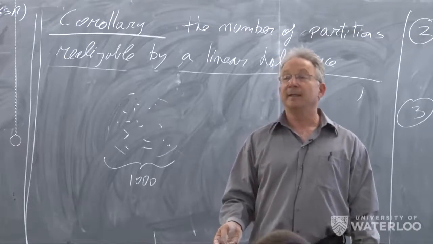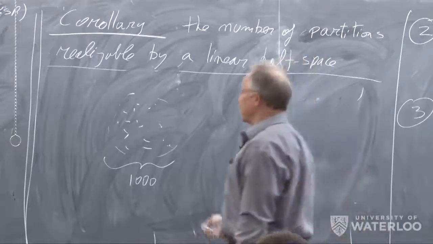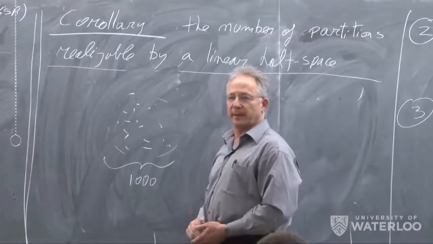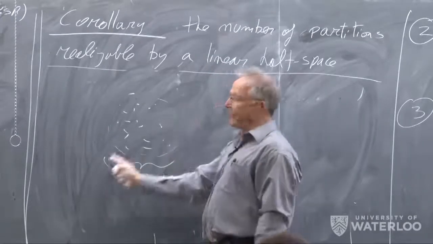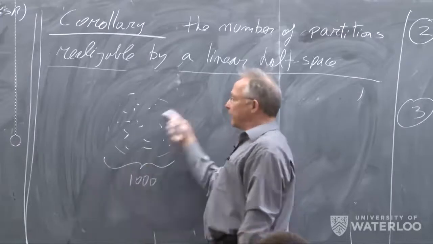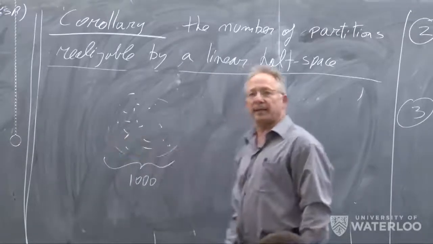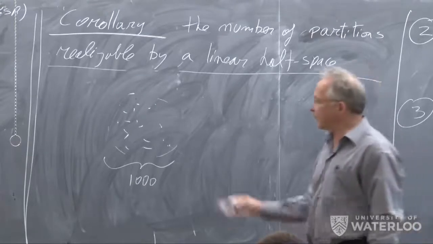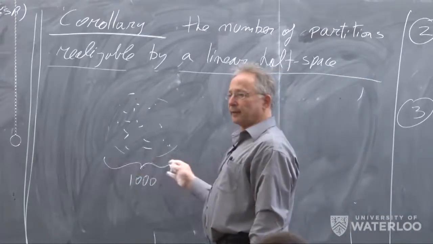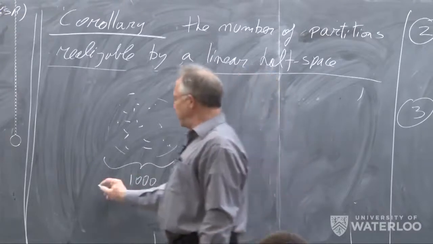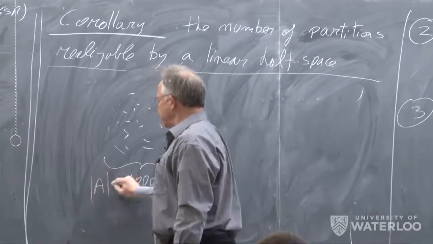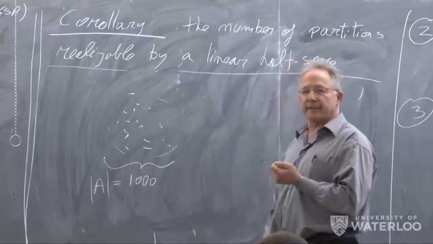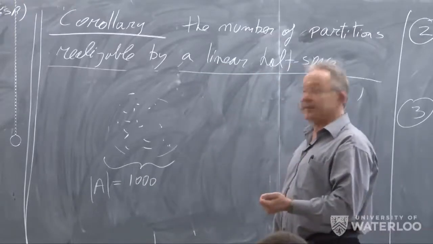Yes? It's going to be a very small function. What I'm claiming is that this is related to the Sauer lemma. The number of colorings that I can get with a straight line is related by the Sauer lemma. Why? Because if I have a set A of 1,000 points, I need to know what the VC dimension is.